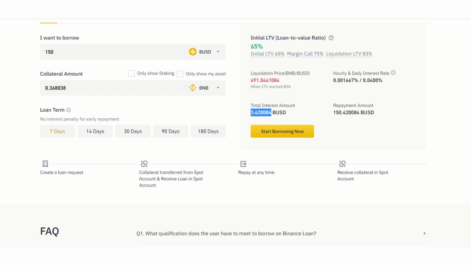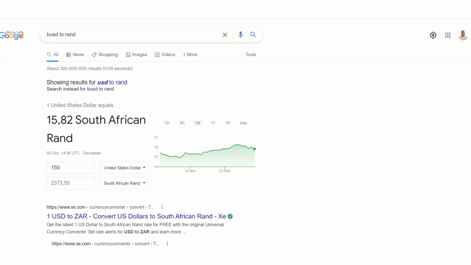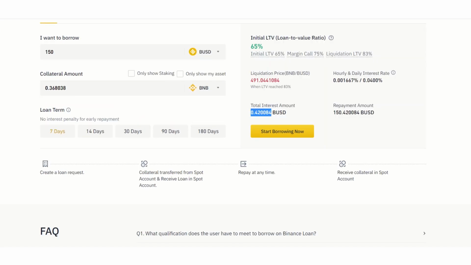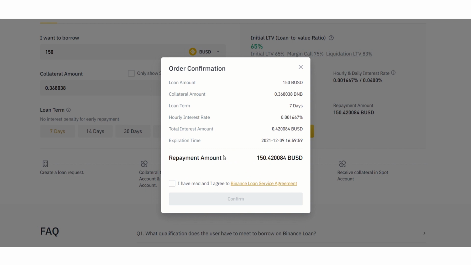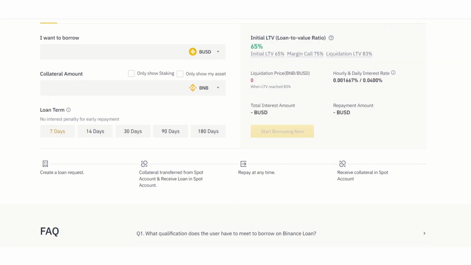Now, this is the interest that you're going to pay. You see, loans in Binance don't operate the same way as loans in the real world. So you come and type that value. Can you see it's 6 Rand 65? That's the amount of money that you're going to pay when you pay off your loan. And then you can click start borrowing, and then you have to accept. And then it says loan success.